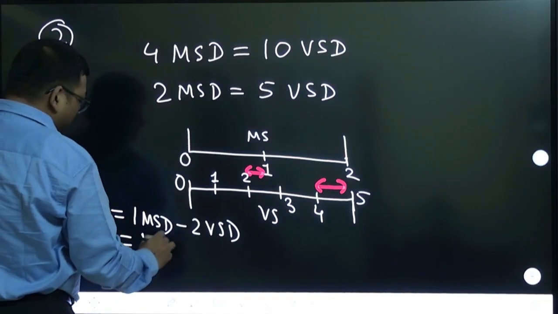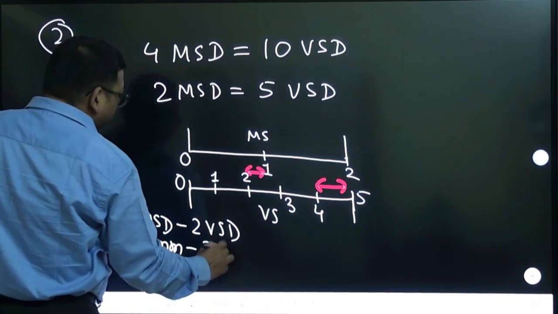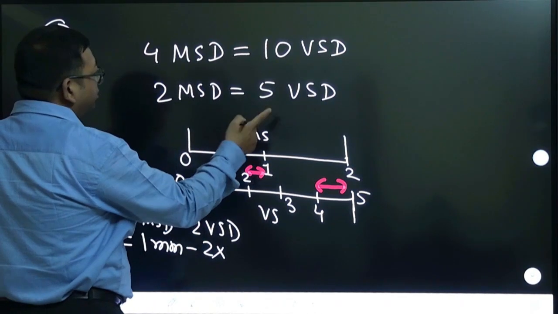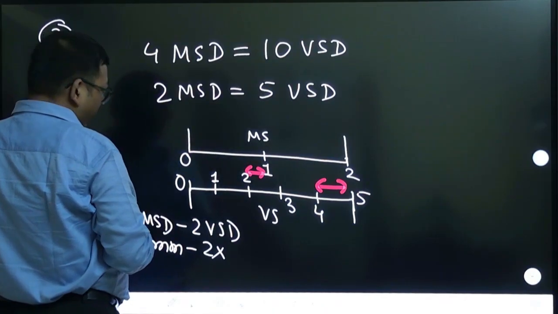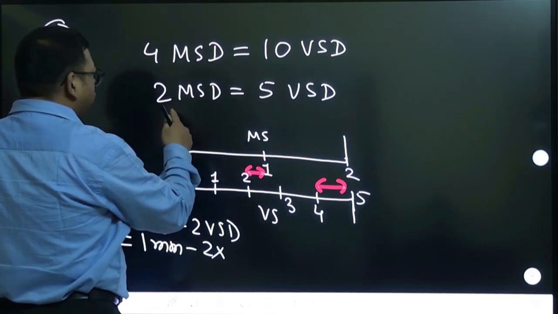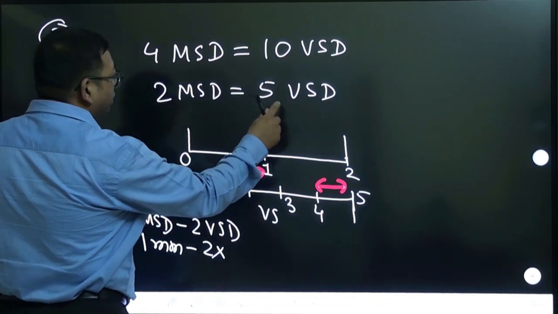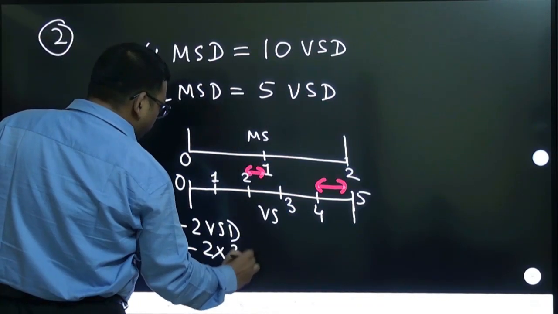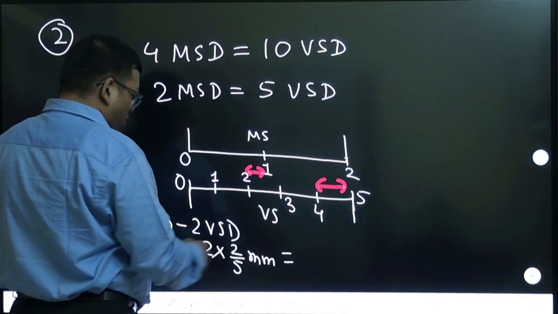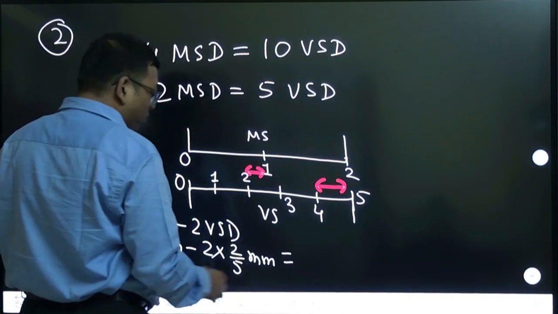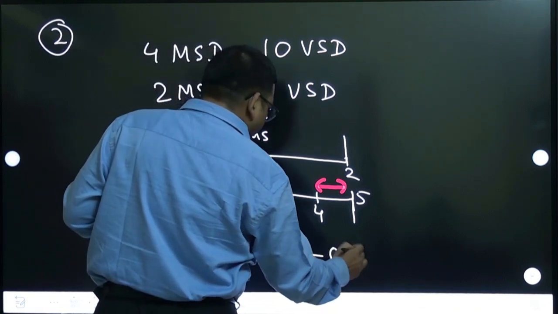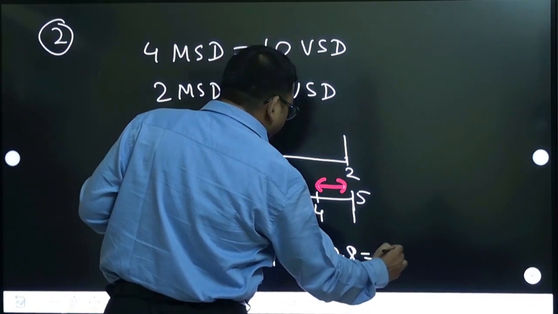1 MSD is 1 millimeter. They have given 2 VSD. 2 VSD will be how much? Anyway, 5 VSD is 2 MSD. So 1 VSD will be 2 by 5 MSD, meaning millimeter. Calculate this. How much will it be? 1 minus, this is 4 by 5, right? 0.8. Then it will become 0.2 millimeter.